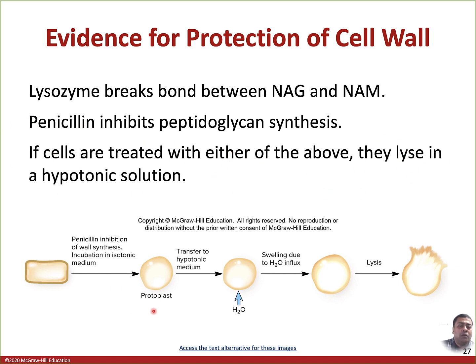They form what you call a protoplast or a spheroplast. This is also called a spheroplast because it's round, spherical. That's why it's sometimes called a spheroplast. This doesn't have a cell wall.